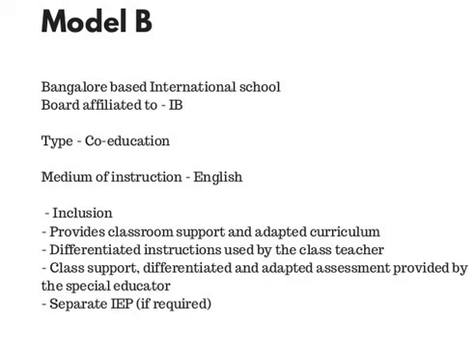And when I talk about Model B, it is a Bangalore-based international school. It's affiliated to an International Board. It is also a co-education school, and the medium of instruction is English. Now, Model B draws heavily from inclusion. It doesn't give a separate space to a different set of students. It provides classroom support and an adapted curriculum. The major part is that differentiated instruction is used by the class teacher.